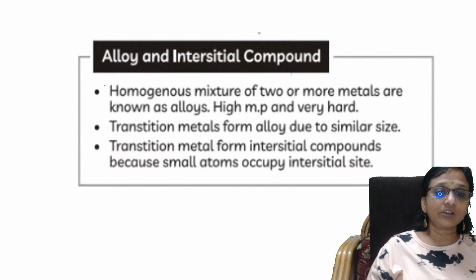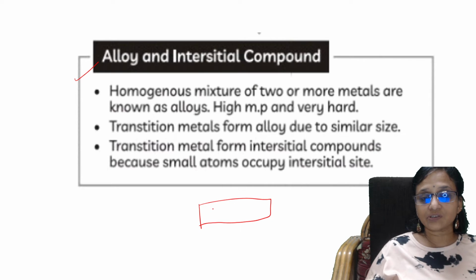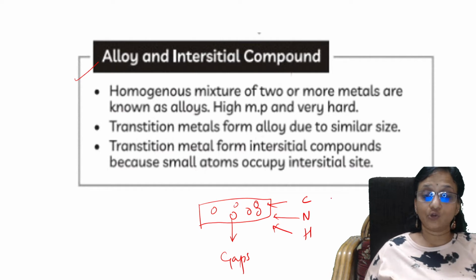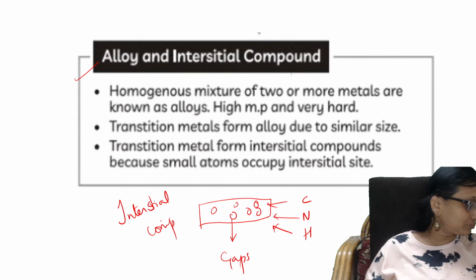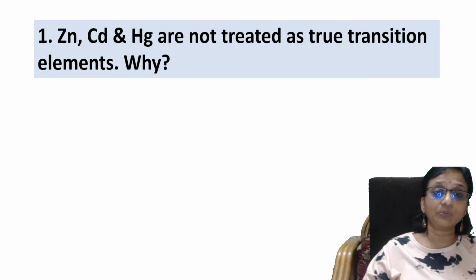Then comes alloy. We very well know the D block elements have active sites. So small atoms like carbon, nitrogen, hydrogen can be added. What will happen in these interstitial sites, in the gaps? Because of this, you will get interstitial compounds. It means small atoms are there inside this, and you get the concept of interstitial. So I just gave you the summary, students. The whole chapter would be covered in that.